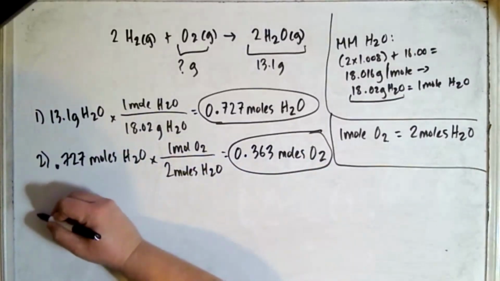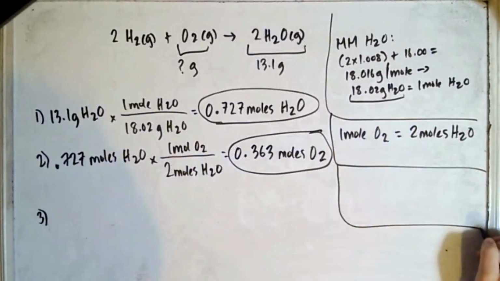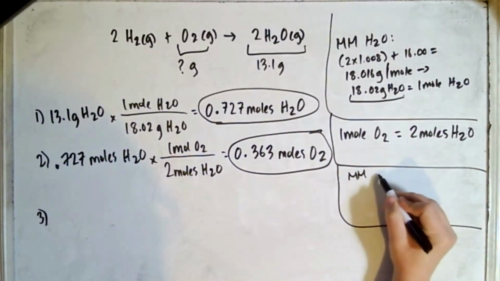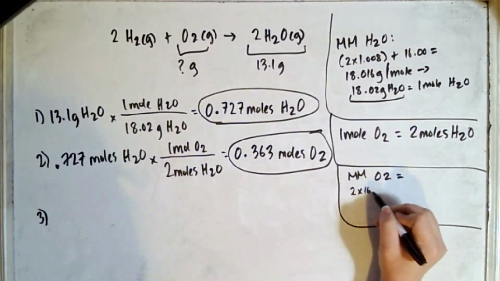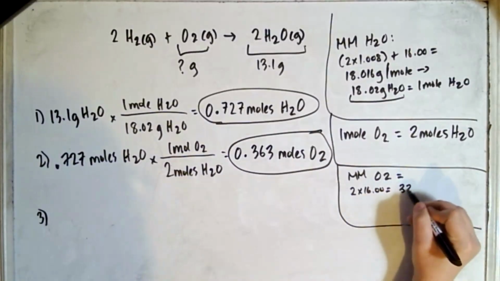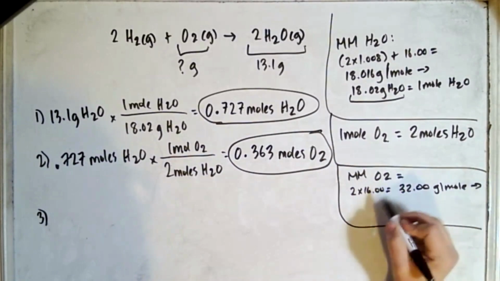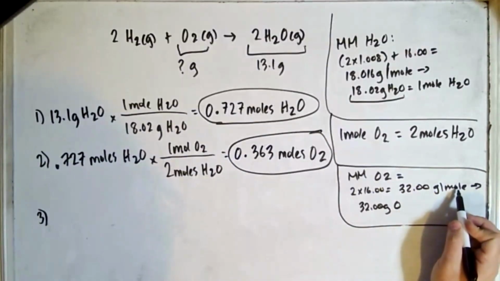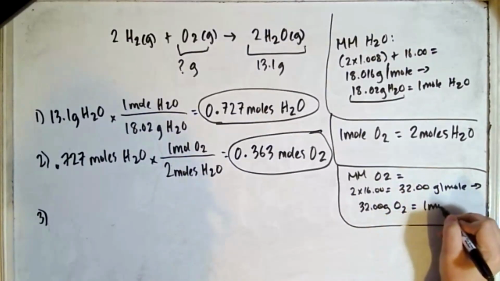All right, and now we're going to do our third step. For our third step, we're going to be taking our moles of O2 and turning it into grams. So we're going to need the molar mass for O2. So that's going to be 2 times our 16, which we can rewrite as 32 grams per mole, which we would then read as 32 grams of O2 equals 1 mole of O2.